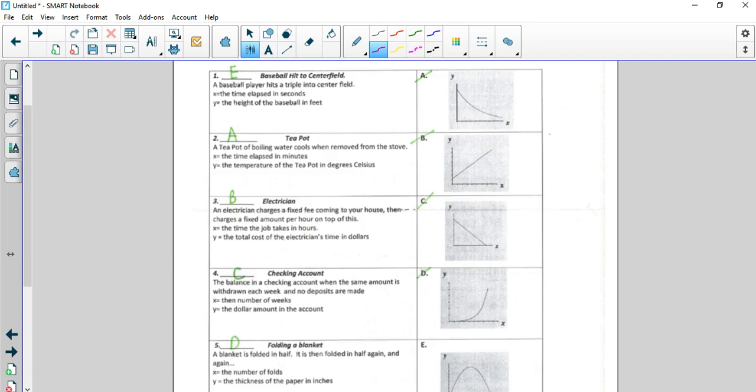3, electrician charges a fixed fee for coming to your house, then a fixed amount per hour on top of this. That would be B. As time goes up, the cost goes up.